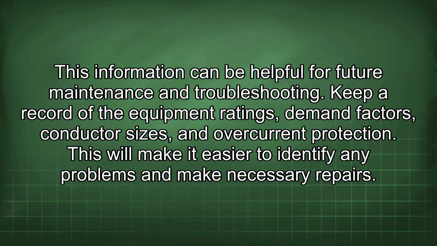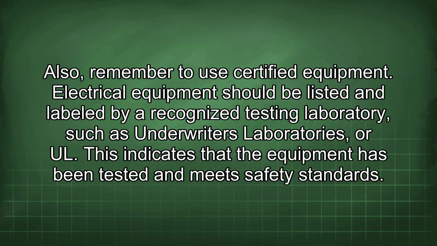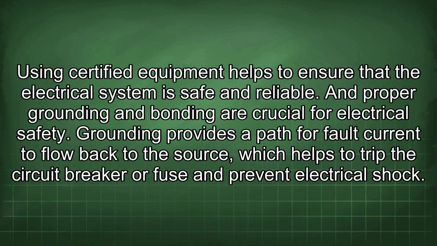Keep a record of the equipment ratings, demand factors, conductor sizes, and overcurrent protection. This will make it easier to identify any problems and make necessary repairs. Also, remember to use certified equipment. Electrical equipment should be listed and labeled by a recognized testing laboratory such as Underwriters Laboratories or UL. This indicates that the equipment has been tested and meets safety standards. Using certified equipment helps to ensure that the electrical system is safe and reliable.